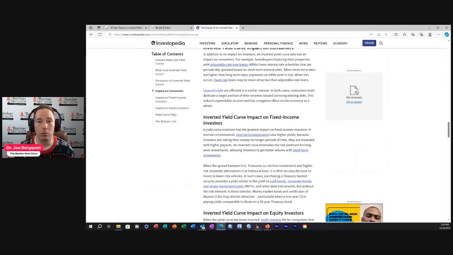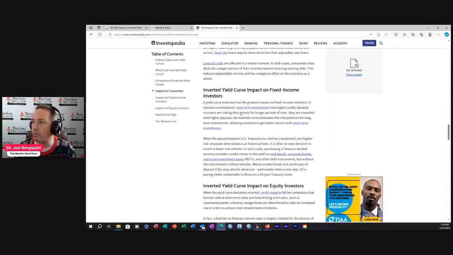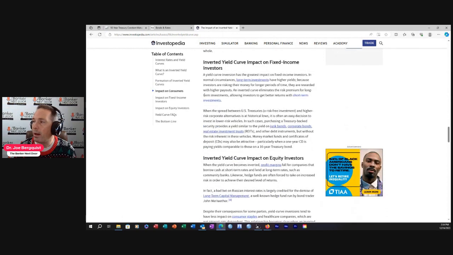And then obviously line of credit rates. We've seen that with the credit cards. If you go back to the episode I did on credit cards and auto lending, you can see that the interest rates on credit cards have really spiked this year. We have the largest amount of credit card debt that we've ever had in the history of this country. It's well over $1 trillion at this point. So you can see the negative effect that the inverted yield curve is having on consumers.